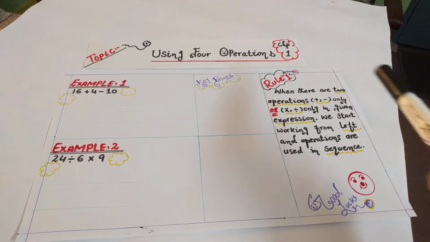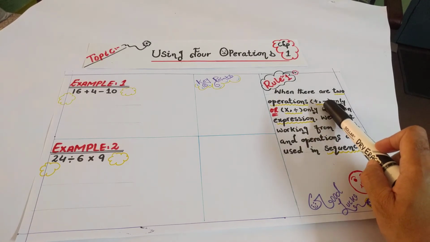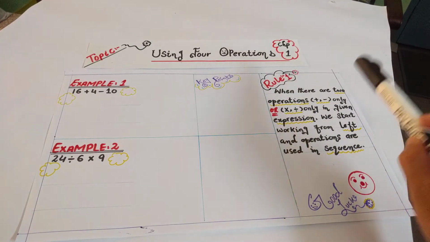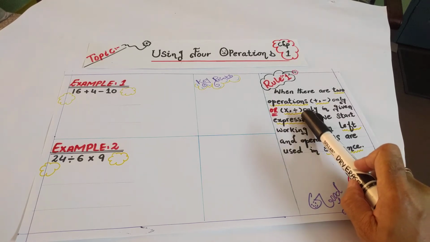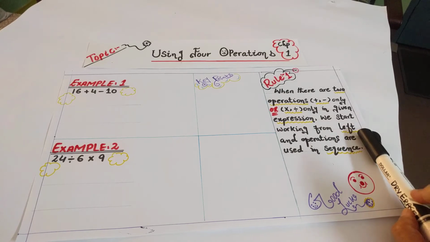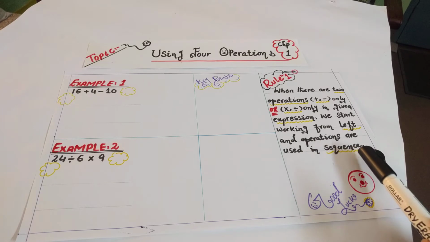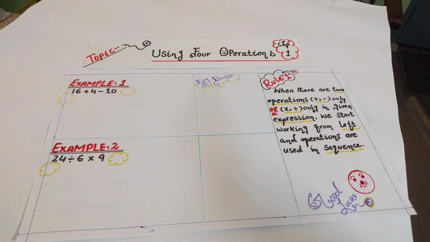Got it? When there are only plus and minus in the given expression, or only multiply and divide, then we start working from the left side of the expression and operations are used in sequence. Sequence means order. Getting me? Let's start an example.